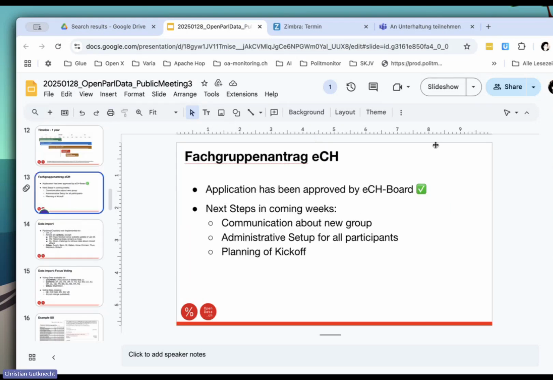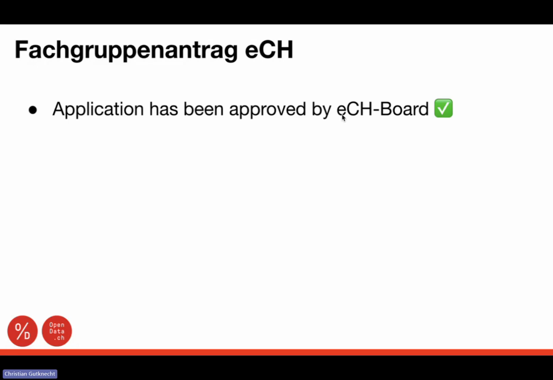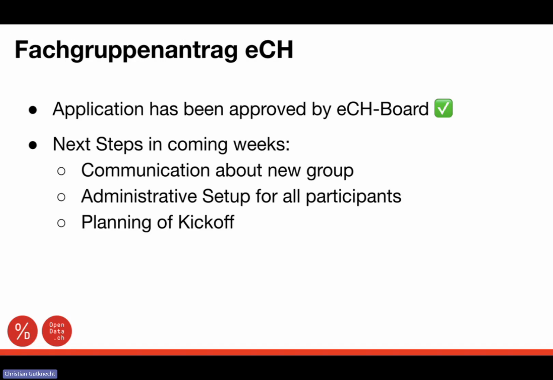Yeah, well, this is, I guess, the good news. Since last time, we have handed in the application for a Fachgruppe, Parlamentsdaten und politische Rechte, and this application has now been approved by the ETH board. There has been a first kickoff between me and Michael Lucken, who are leading this group, and ETH, where we have talked a little bit about the next steps. I guess one of the main work is still ahead of us. We now have a group, but this group still has to be formalized, so there will be an administrative setup for all participants, and we will communicate about the new group.